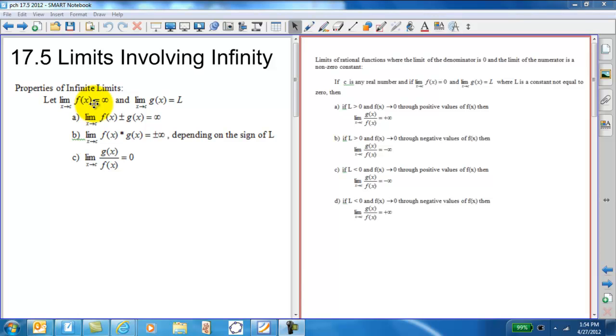Hello, pre-calc honor students. Here we are with our last section in limits. Limits involving infinity. Properties of infinite limits.